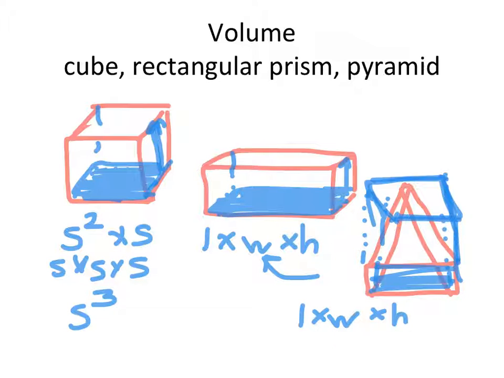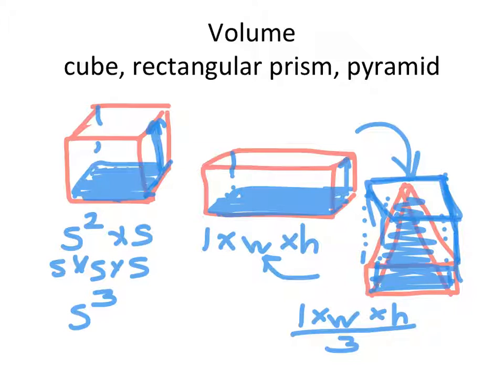But we don't want the volume of the entire shape, we only want the pyramid. We know by work we've done in the past that the volume of a pyramid is only a third of the volume of that whole shape. If we filled this pyramid with water and dumped it in this rectangular prism, we would have to do that 3 times to fill it up. So if we know the volume of the rectangular prism, we can divide that by 3 to get the volume of the pyramid. So the formula for the volume of a pyramid is length times width times height divided by 3.